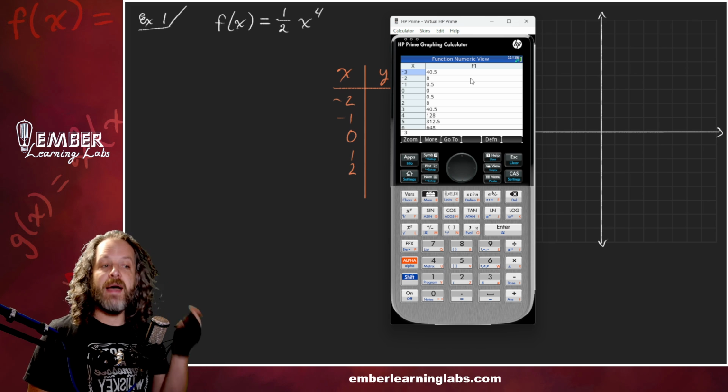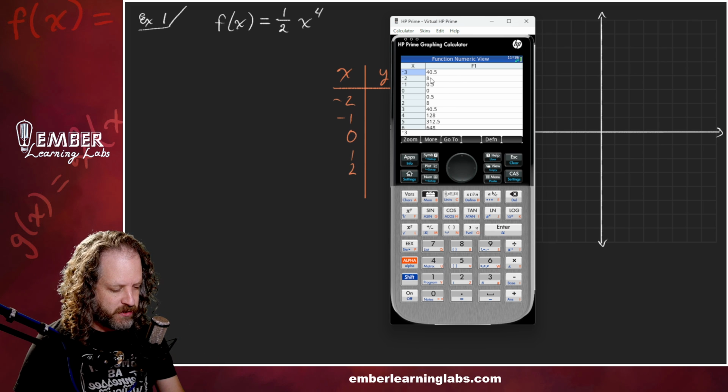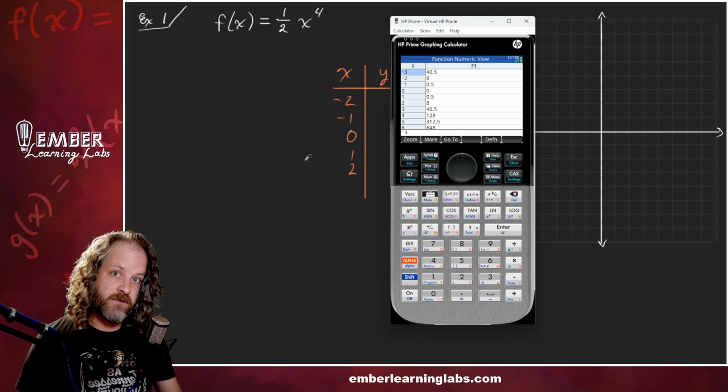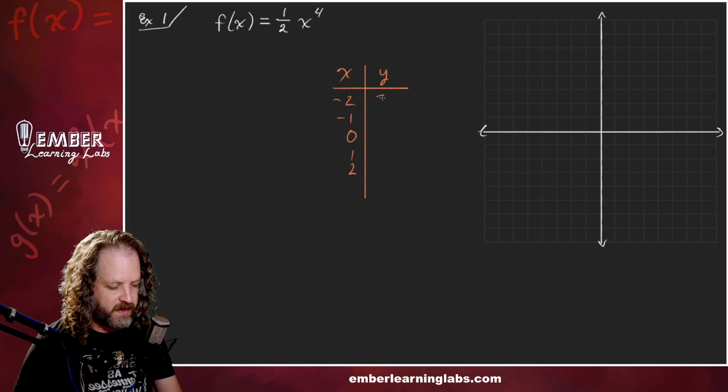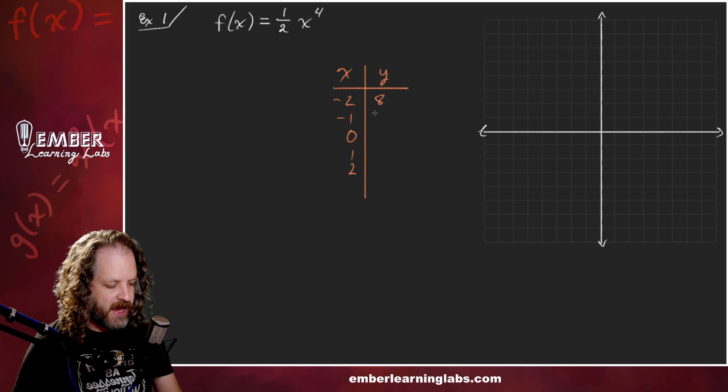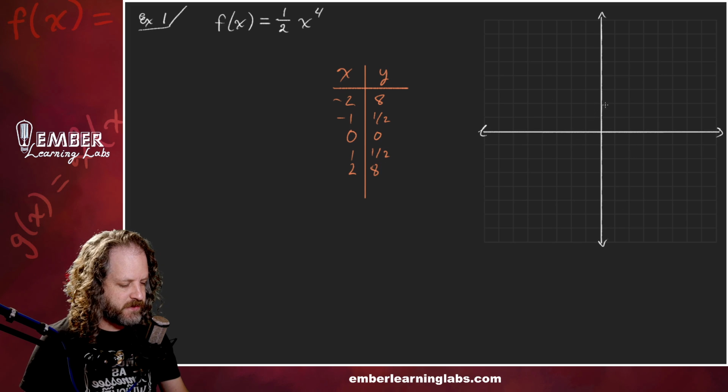So this should be symmetric, right? So -2 is the same as +2, right? So we really only need the first three. So 8, 1/2, 0, and then it's going to start over and do the same thing over there. So 8, 1/2 or 0.5, whatever you prefer, 0, and then these are the symmetric points. And 8. And so we've got enough to be graphing.